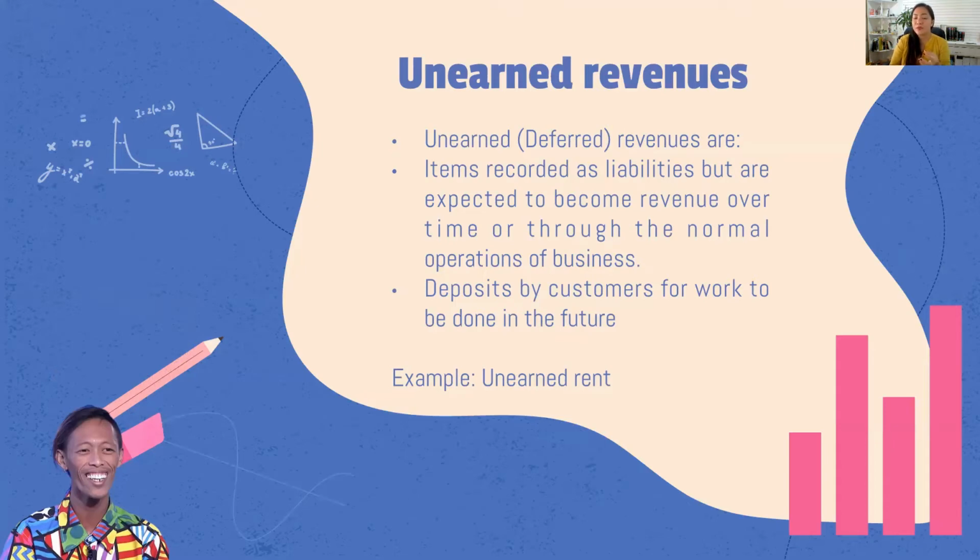These are deposits by customers for work to be done in the future. Example for that is unearned rent. Meaning, it's still a liability on your part because it has not yet been done. But if it's already done or finished, as agreed, then it's already considered a revenue. For the meantime, it's still a liability on your part. You have to deliver. Until then, you consider it a liability. When it's already converted to performed, the contract's done, then it's already earned, then you consider it as a revenue.